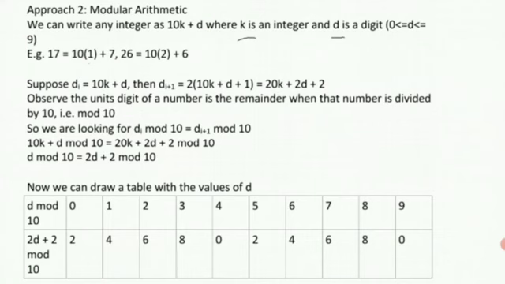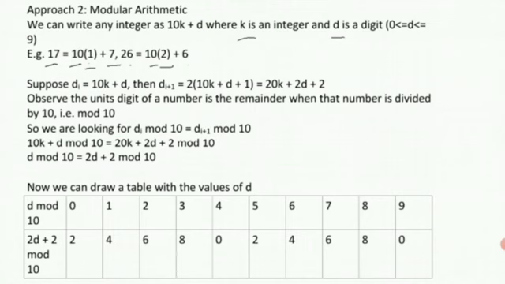Now let's take a look at some examples to illustrate what I mean. For example, if I have 17, which is an integer, I can rewrite that as 10 times 1 plus 7. Similarly, if I have 26, I can write that as 10 times 2 plus 6. Here we are basically isolating the last digit. That's the intuition behind writing the integer in this format.